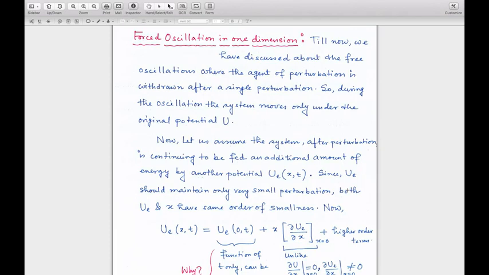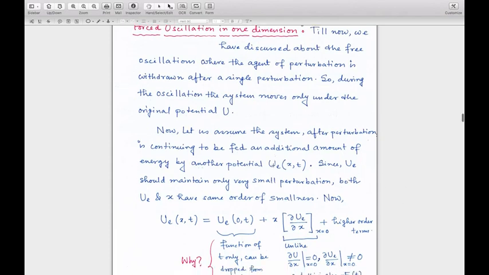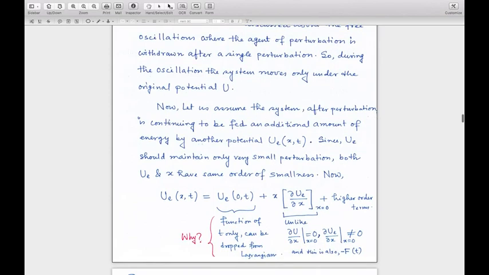Now let us assume a system where, after the perturbation, the source of that perturbation continues to work in order to feed an additional amount of energy by another potential U_E, which is a function of x and t. Now this potential can also depend on time explicitly.